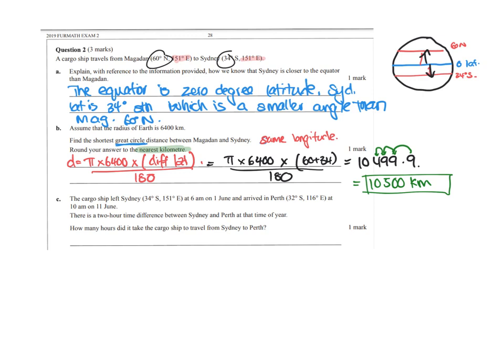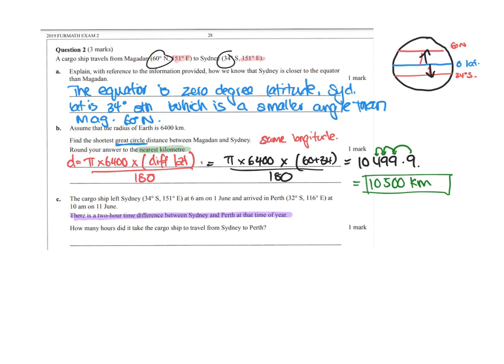All right, and then finally we're on to the time zone one. So the cargo ship left Sydney at 6 a.m. on the 1st of June and arrived in Perth at 10 a.m. on the 11th of June. Now, there is a 2-hour time difference between Sydney and Perth. How many hours did it take the ship to travel?